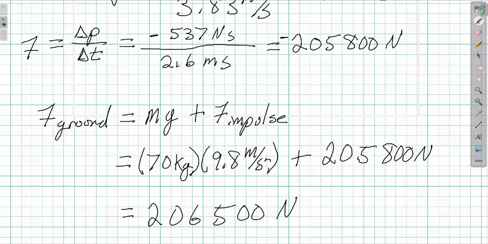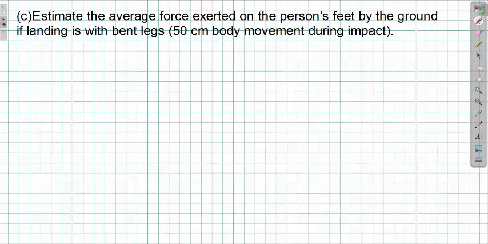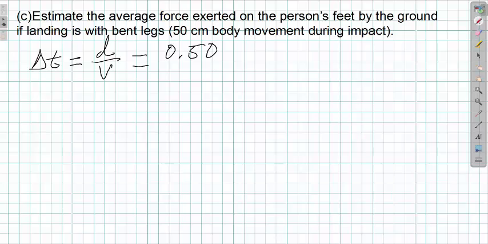So let's figure out what happens if we try to bend our legs when we fall. So part C is estimate the average force exerted on the person's feet by the ground if landing with bent legs. So we're going to assume the body got squished down half a meter, 50 centimeters. So in this case, our delta T is just going to be equal to the distance divided by velocity, same velocity we found before, the 7.7 divided by 2. So that's going to equal 0.50 meters divided by 3.83 meters per second.